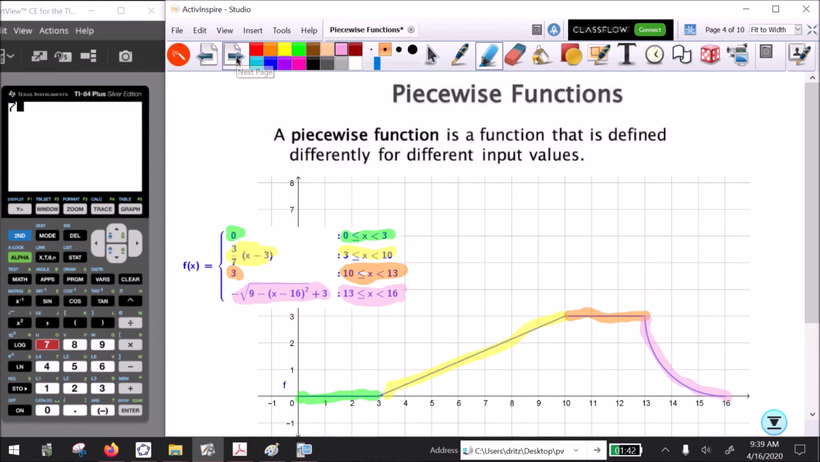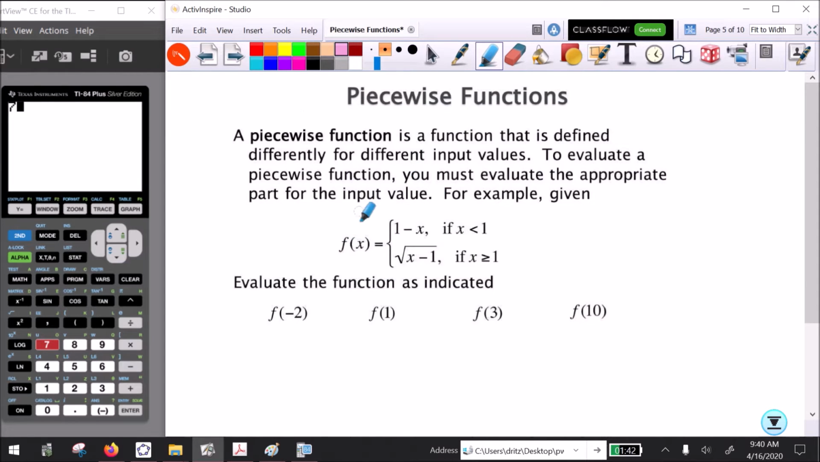Here is a more dry mathematical example, right? Consider this piecewise function here. f of x is defined as 1 minus x if x is less than 1, and if x is greater than or equal to 1, it's defined as the square root of x minus 1. Evaluate the function as indicated. So we're asked to evaluate this function for different values of x.